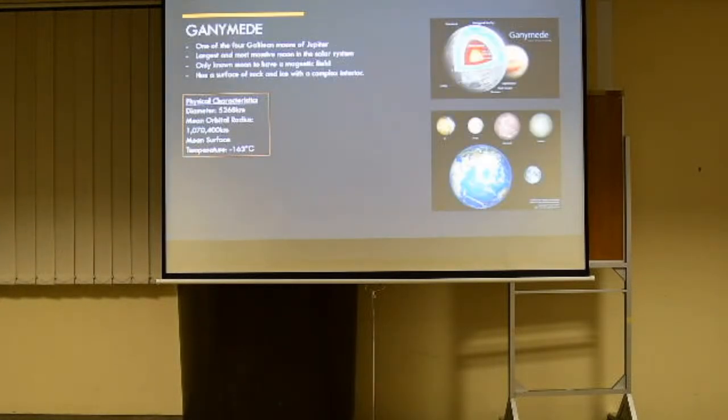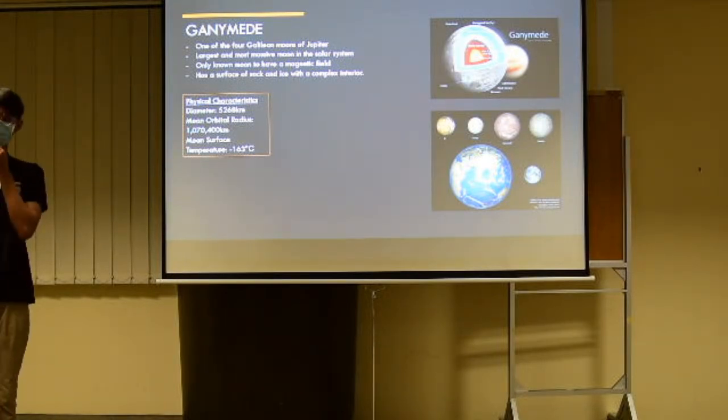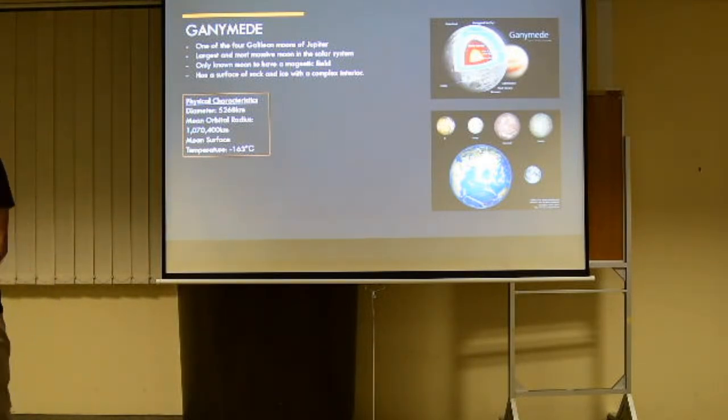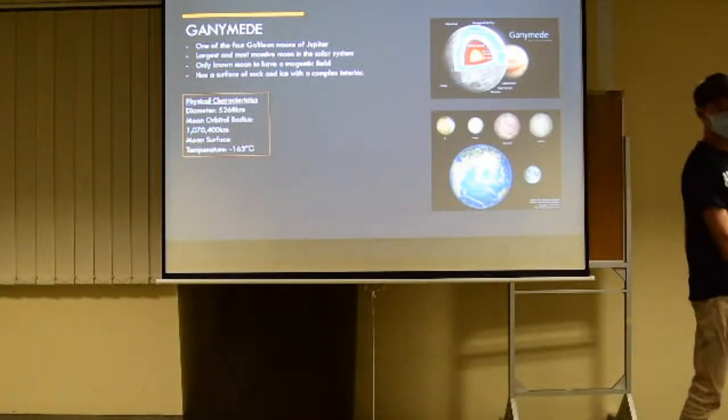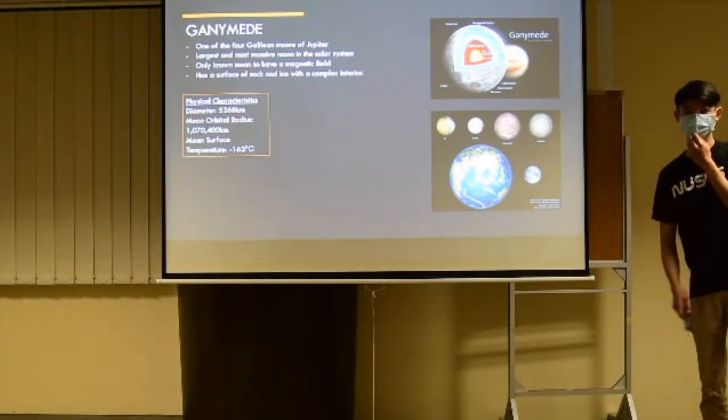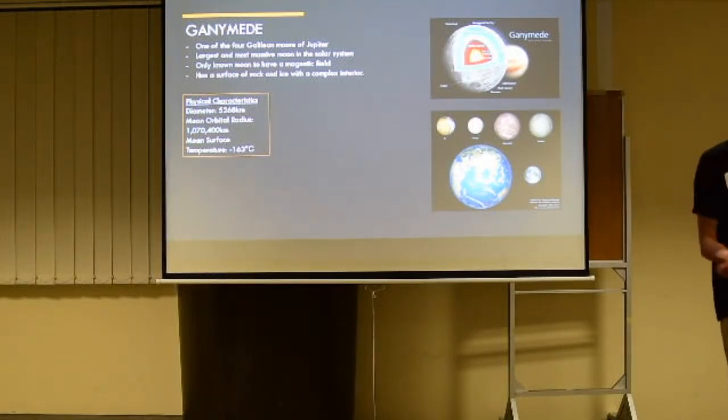Moving on, we have Ganymede. Ganymede is one of the 4 Galilean moons of Jupiter. It is also the largest and most massive moon in our solar system. Ganymede is the only known moon to have a magnetic field because it is very complex in material. As you can see here, it has a molten core of more or less iron, to simply state it. There are convection currents in this core, which result in a magnetic field around Ganymede. And Ganymede is suspected to have a subsurface ocean of salt water.